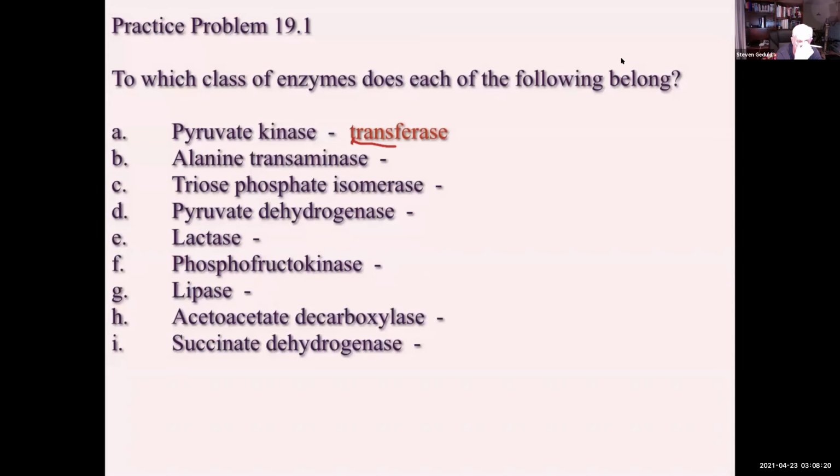It transfers one group to another molecule. Those are your kinases. Alanine transaminase. That is a transferase also. It transfers an amino group between them. Triose phosphate isomerase. That is an isomerase. Pyruvate dehydrogenase. Okay, that's an oxidoreductase enzyme.